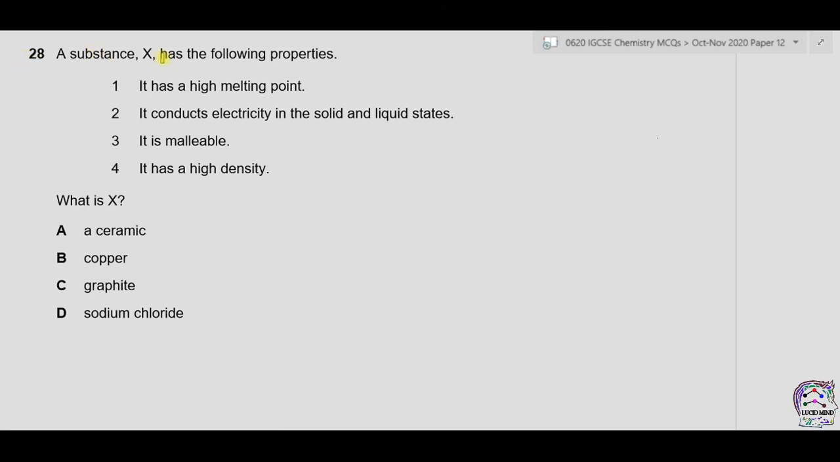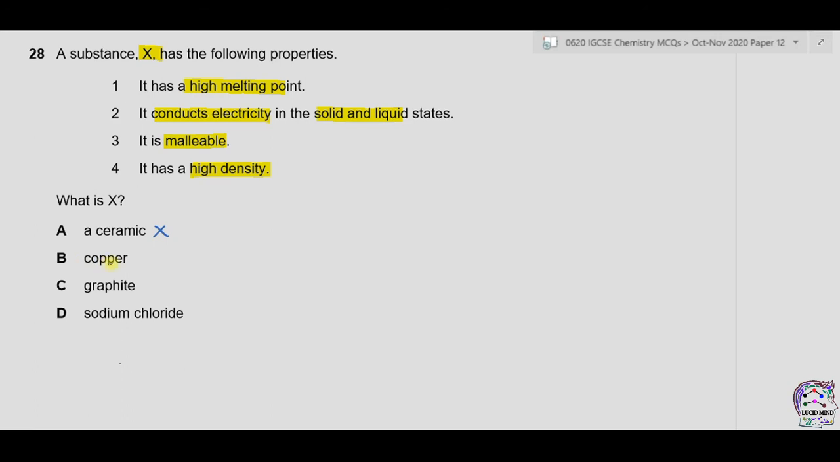Question 28. A substance X has the following properties. Number 1. It has high melting point. Number 2. It conducts electricity in solid and liquid states. Number 3. It is malleable. Number 4. It has high density. A is a ceramic. Now a ceramic has a high melting point, but it is a bad conductor of electricity.